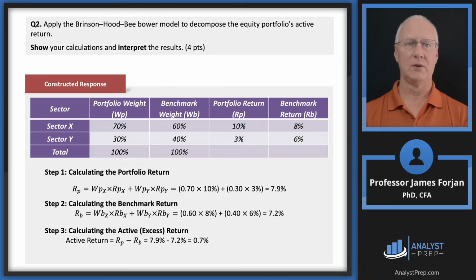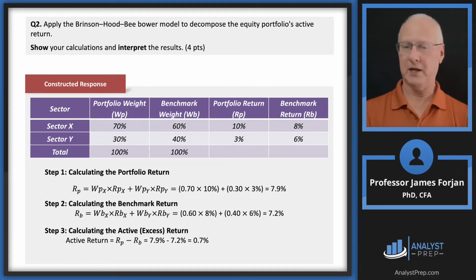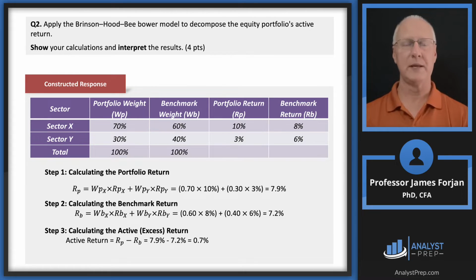So let me just remind you that BHB model, it is going to decompose. There's probably other D words in there that you could use. But this is the attribution analysis. So the question is going to be, did this fund outperform its benchmark because it was just lucky, or was it because it had superior allocation decisions or superior asset selection decisions? And so that's what this BHB model does.